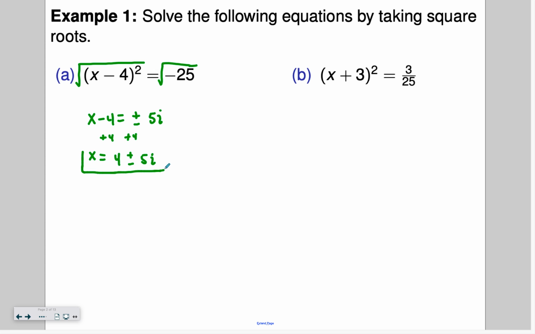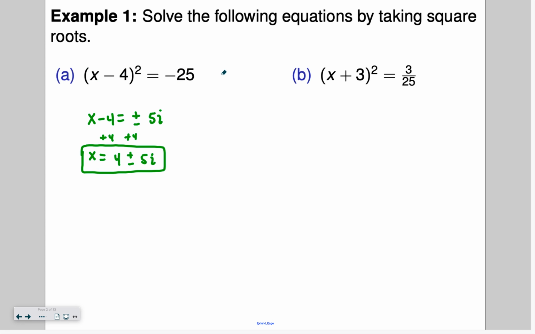So those are our 2 solutions to this quadratic equation. 4 plus 5i is one, and 4 minus 5i is the other one. If I were to plug those in here, we would get our 2 solutions that make the equation true, which is kind of exciting. So there is a square root there.